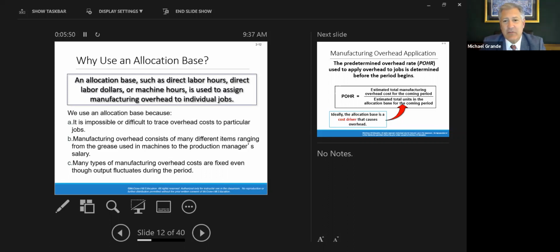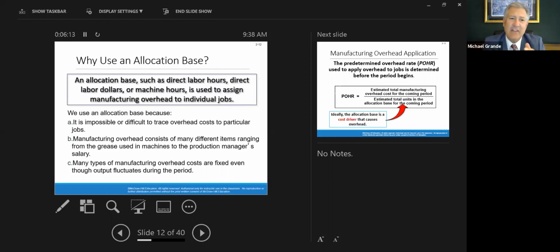Secondly, manufacturing overhead consists of many different items, as we just talked about. And lastly, many items of manufacturing overhead costs are fixed, even though output fluctuates during the period. Because I'll tell you right now, and we're going to see this later on, that manufacturing overhead is a mixed cost. Well, what does that mean? It's a mixed cost.